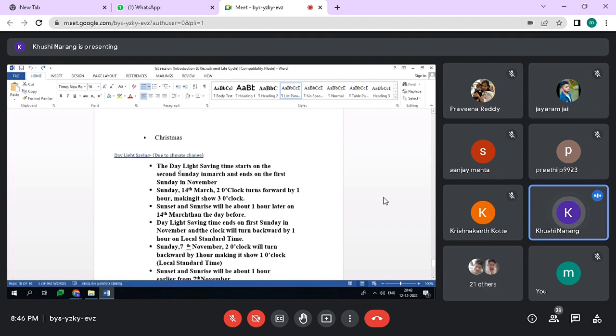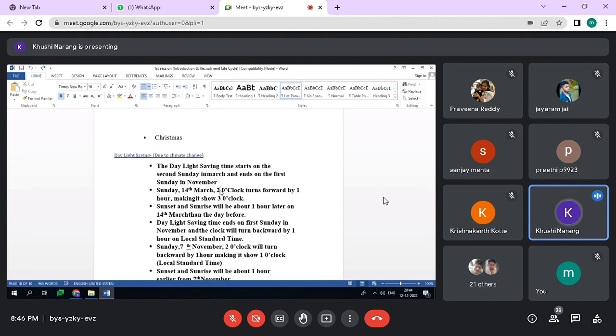On every second Sunday in March, the daylight saving concept starts and it ends on the first Sunday in November. The date might be any, it might be 14, 15 or 16. But the day is fixed, which is the second Sunday of March. And the time is also fixed, which is 2 o'clock. So when the clock hits 2 o'clock, they forward the clock by 1 hour, making it show 3 o'clock.